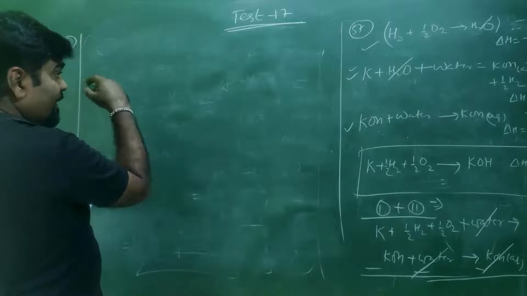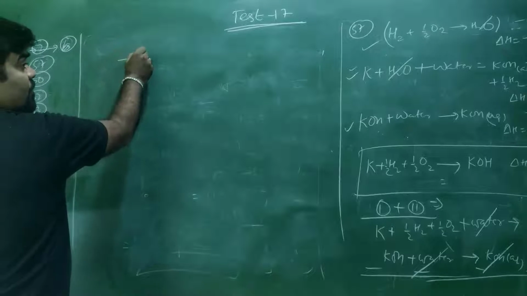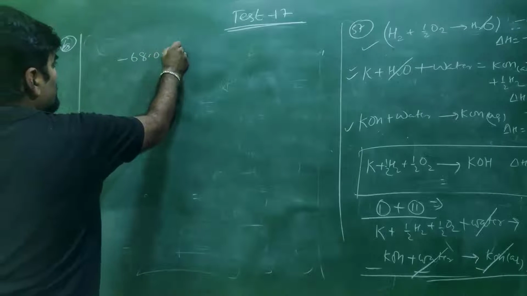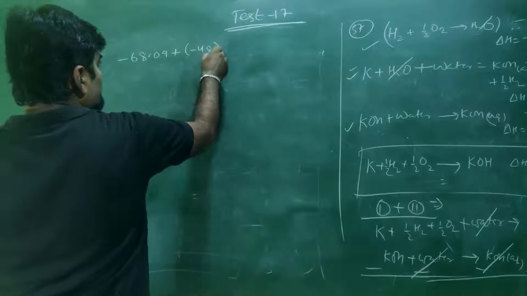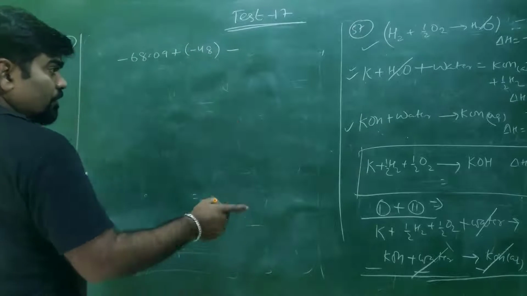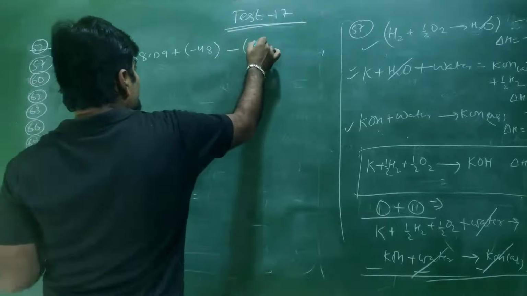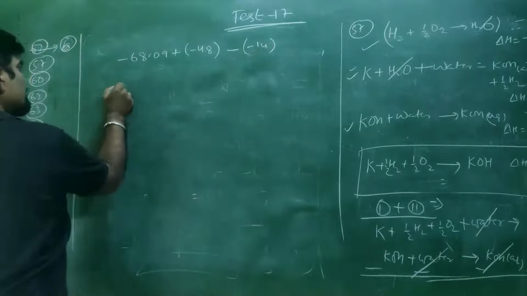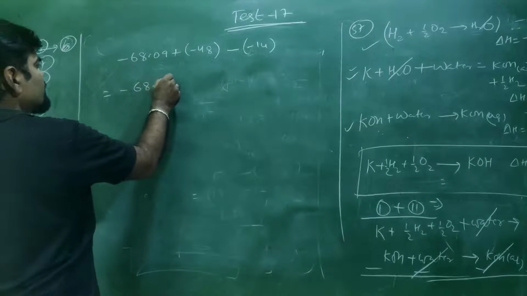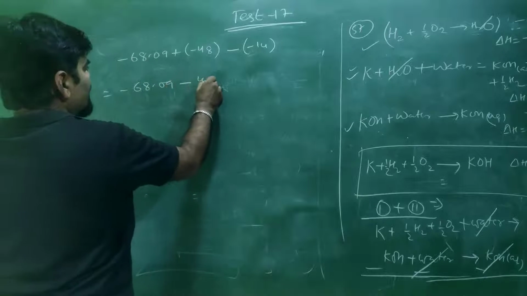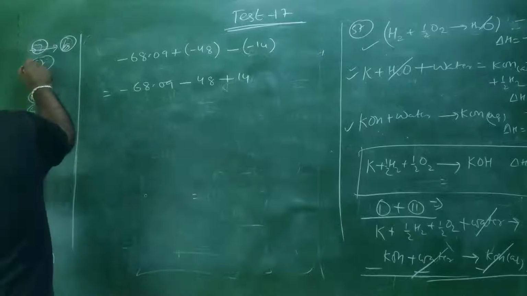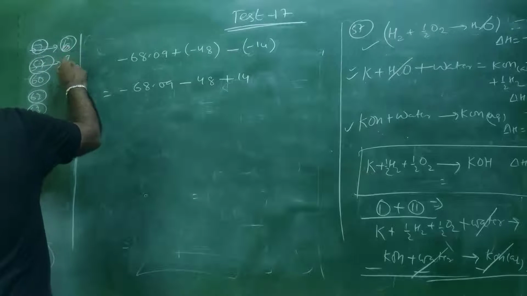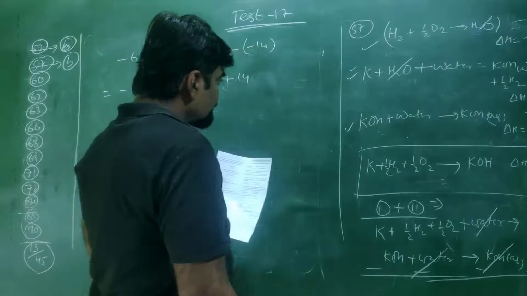So first and second equation, that is minus 68.09 plus minus of 48 minus. Third equation is minus of 14. See, this will become minus of 68.09 minus 48 plus 14. Where is the option? B is the option, so answer is B, no problem. Okay.